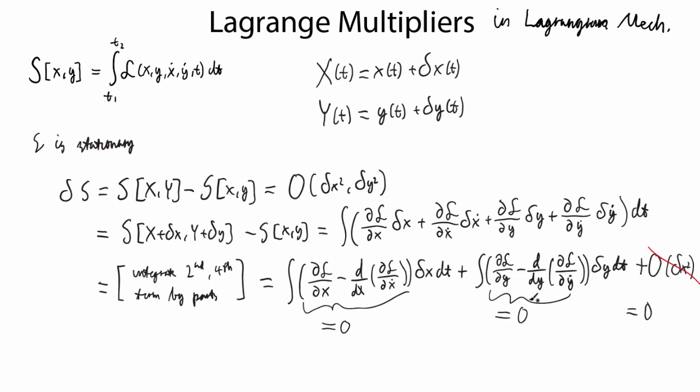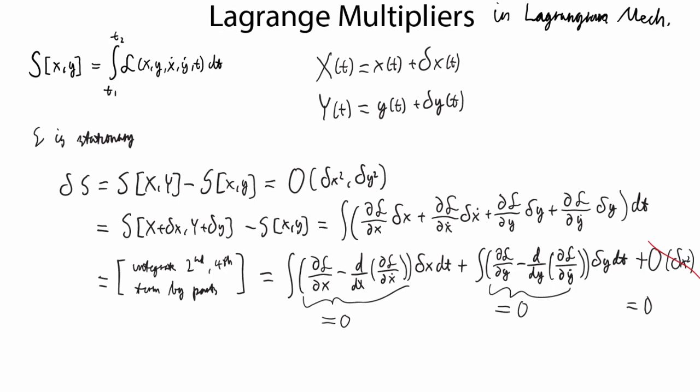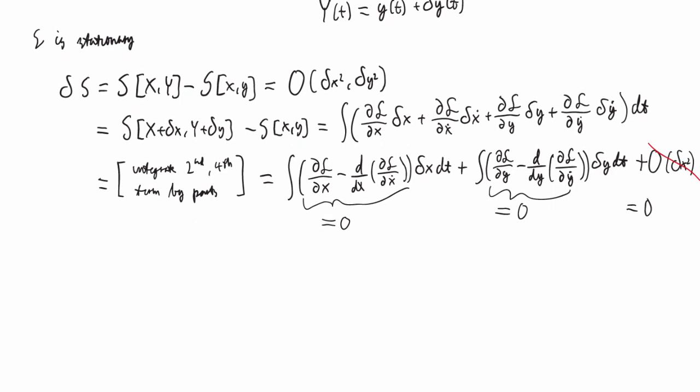As by the fundamental lemma of calculus of variations, each of these integration arguments has to be independently equal to 0, because we can choose delta x and delta y any way we like, as long as they vanish at the endpoints t1 and t2, as we've seen several times already. Now, so far so good, but what we're going to do now is introduce a constraint.